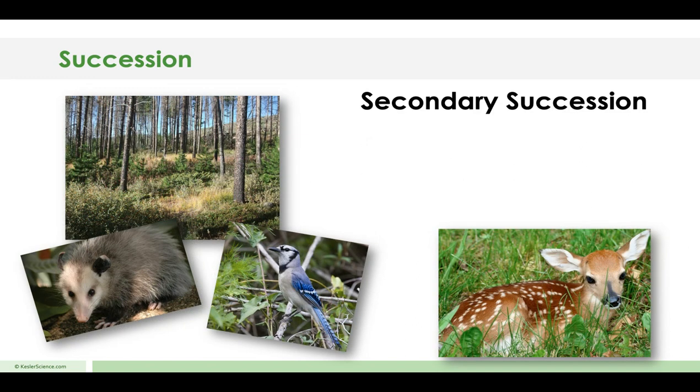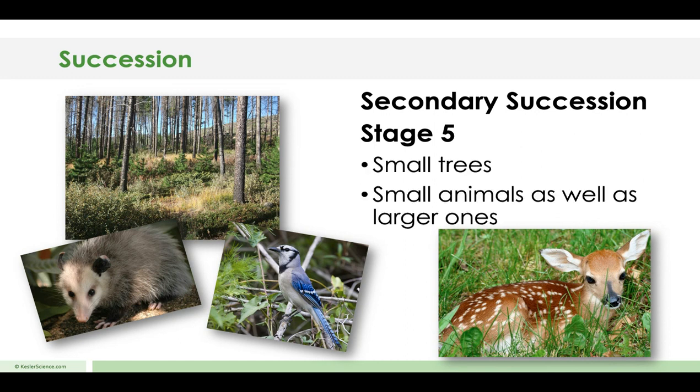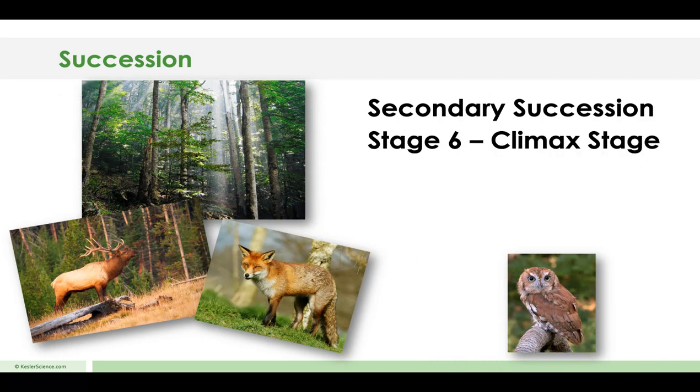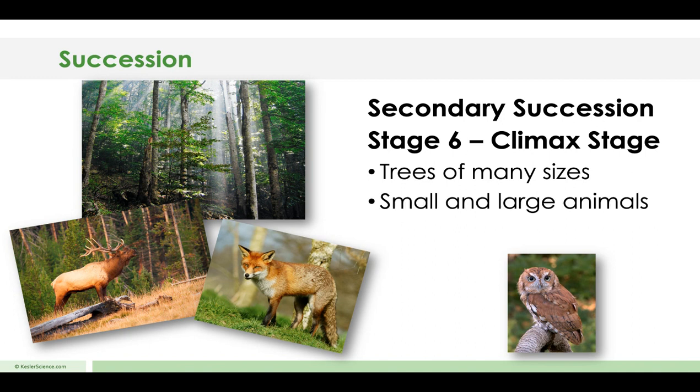In stage 5, we're going to have larger animals start to return. Small trees are returning. In the sixth stage of secondary succession, we have many trees. We have large and small animals. Those bigger animals that are at the tops of the food chain do start to return.